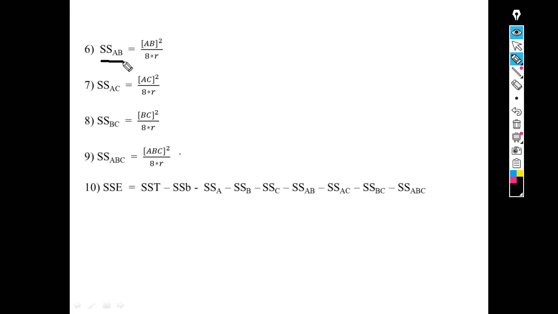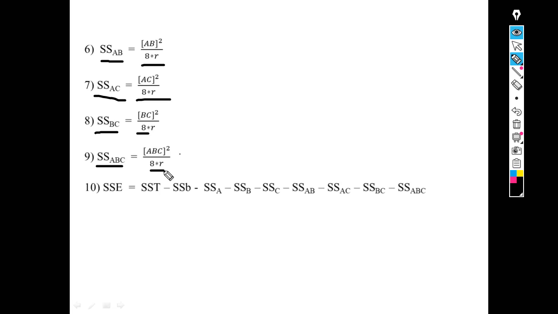Then the next sum of square is for interaction effect. It is denoted by SS_AB, and it is the sum of square due to interaction effect AB, and it is the factorial effect total for AB square upon 8 into R. Then the next sum of square is SS_AC, that is the sum of square for interaction effect AC, and it is the factorial effect total for AC square upon 8 into R. Then the next is the sum of square due to interaction effect BC. It is denoted by SS_BC, and it is [BC] square upon 8 into R. Then the sum of square for second order interaction effect ABC is denoted by SS_ABC, and it is the factorial effect total for ABC square upon 8 into R.